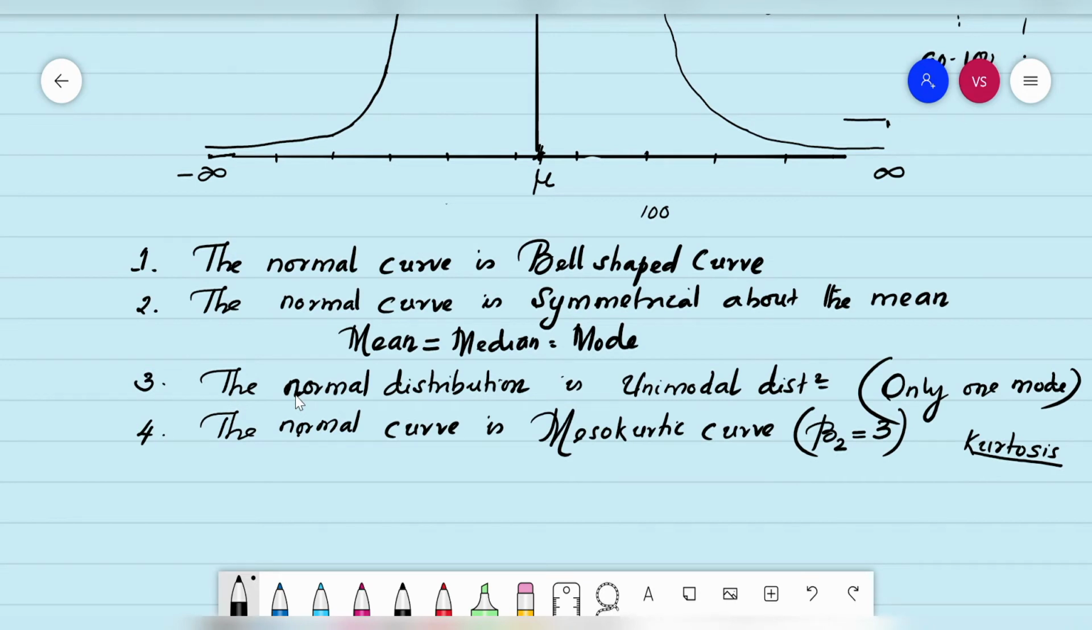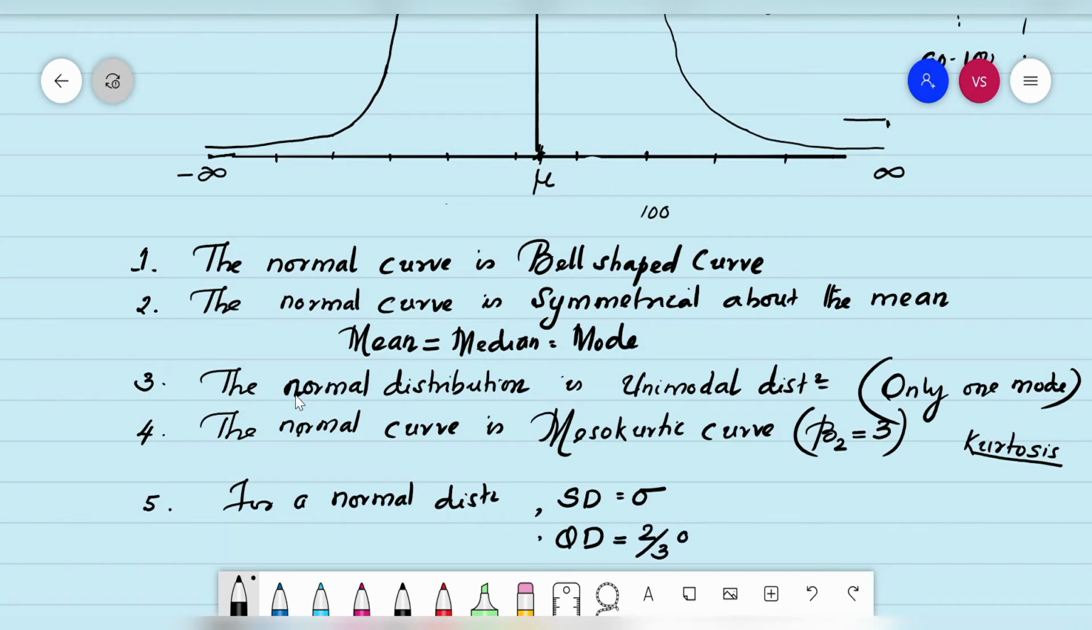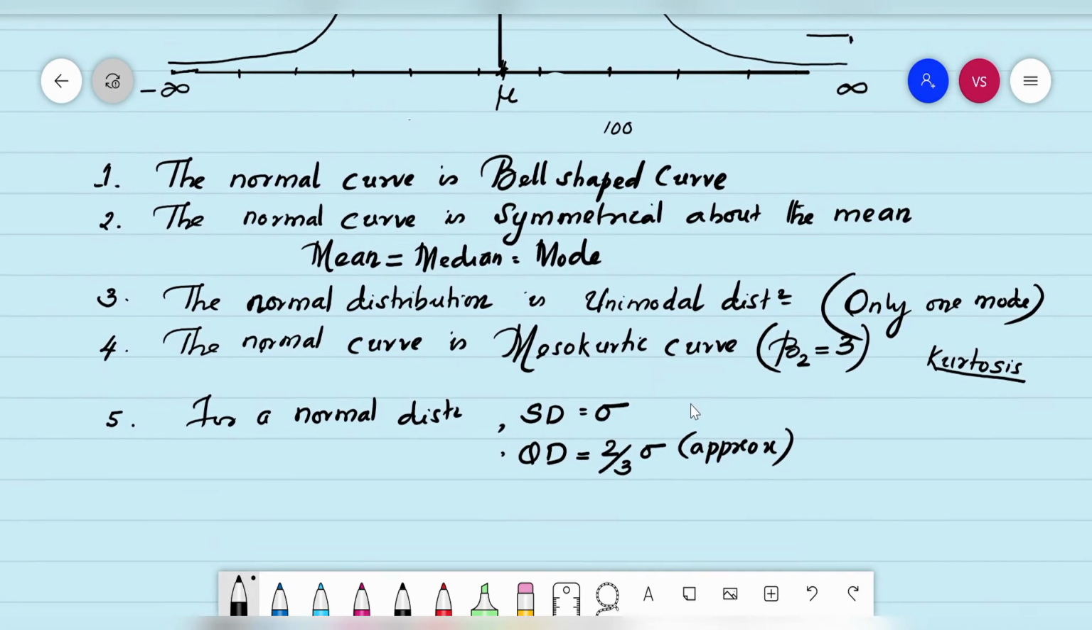So the normal curve is a mesocurtic curve. Here beta 2 is equal to 3. Then the fifth point I can tell you is that for a normal distribution, standard deviation is given as sigma, students. And if ever you have to find out quartile deviation QD, we can do it using this formula as 2 by 3 sigma, approximately.